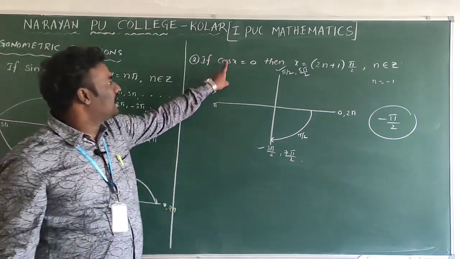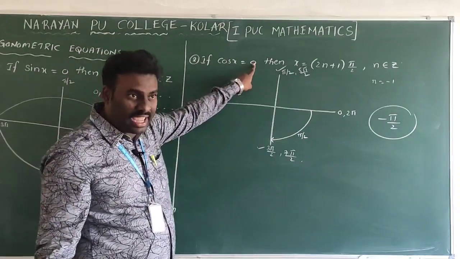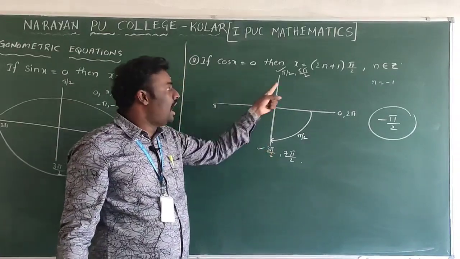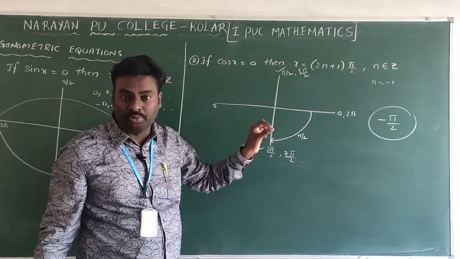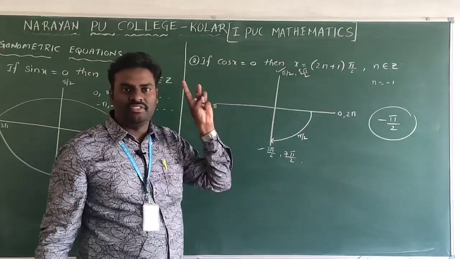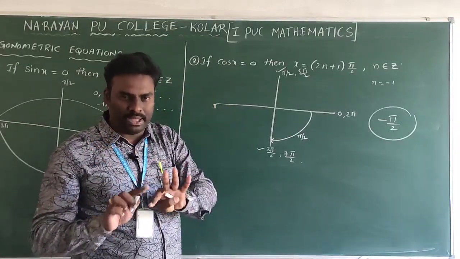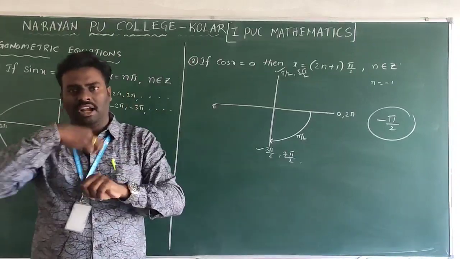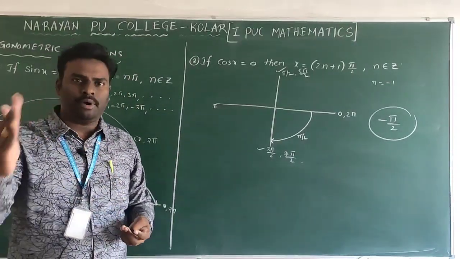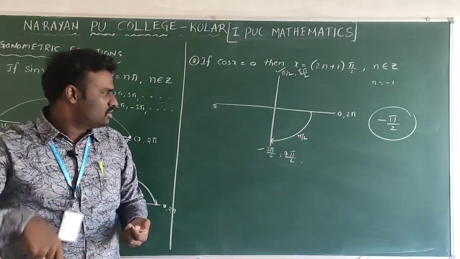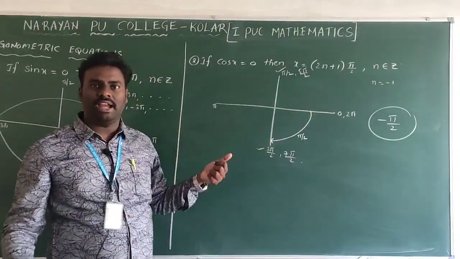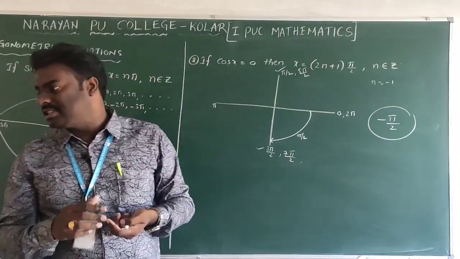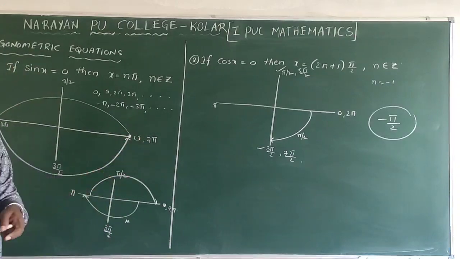So finally, cos is 0 for the angles which are present on a vertical line. That is nothing but odd multiples of pi by 2: 1, 3, 5, 7 and so on. 1 pi by 2, 3 pi by 2, 5 pi by 2, 7 pi by 2, all will be included. Why only positive? Negative also we can take. So if you take the direction as clockwise, you will get minus pi by 2, minus 3 pi by 2, like that. So these are the solutions of cos x equals to 0.